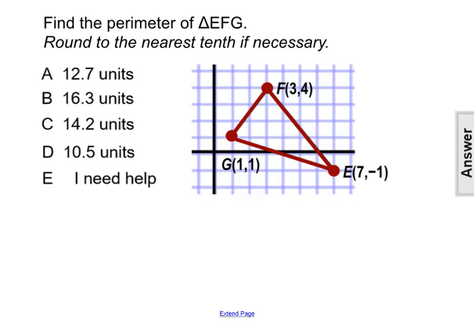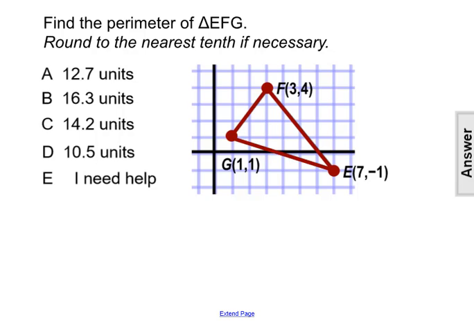Find the perimeter of triangle EFG. Round to the nearest tenth if necessary. So in order to find the perimeter of the triangle, we have to find the distance between the points that are making up the sides of the triangle. That would be the side lengths of the triangle, because the perimeter is finding and adding up all the sides.